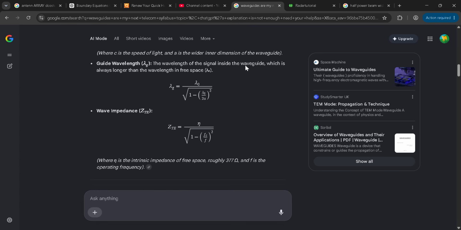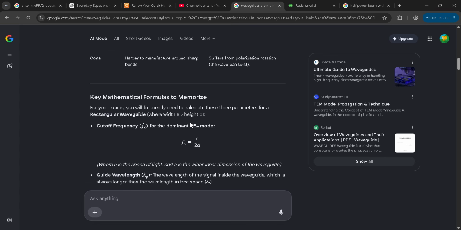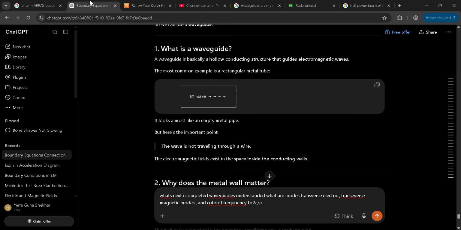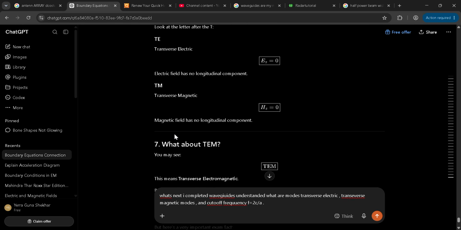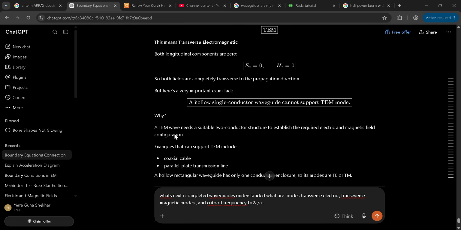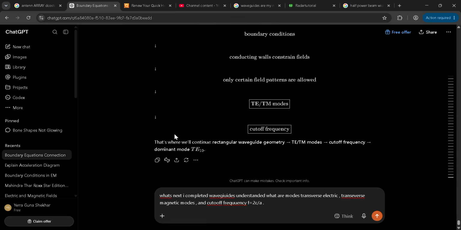What's next? I completed waveguide, understood it, what are modes. For my exams, if they ask more theory like this, logical theory, I will score more. If they ask problems, I will be thinking about the formula and get stuck there.